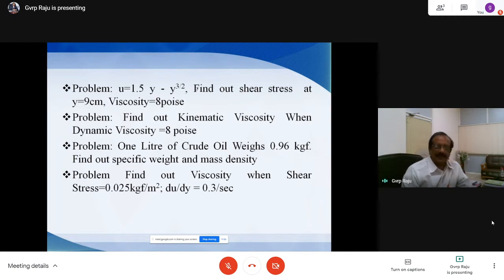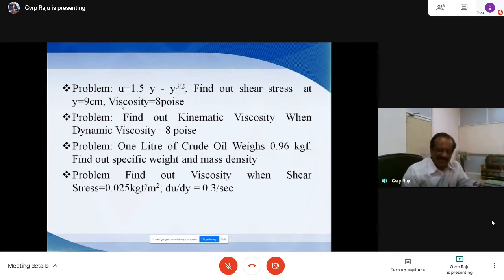And mu is the dynamic viscosity. You can convert this viscosity into the MKS system by dividing by 98.1. Because 1 Newton second per meter square is equal to 1 by 9.81 kg force seconds per meter square, which is equal to 10 poise. In other words, 1 poise is equal to 1 by 98.1 kg force seconds per meter square. So you can straight away use 8 by 98.1 to convert poise into the MKS system unit.